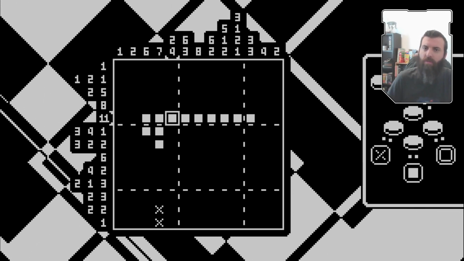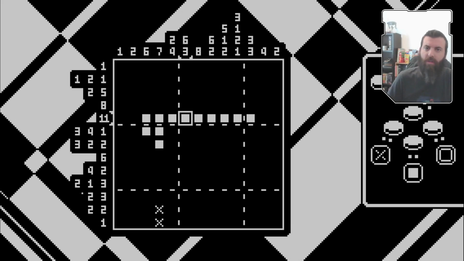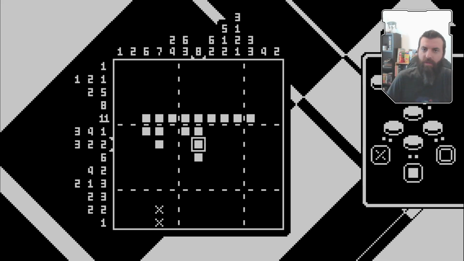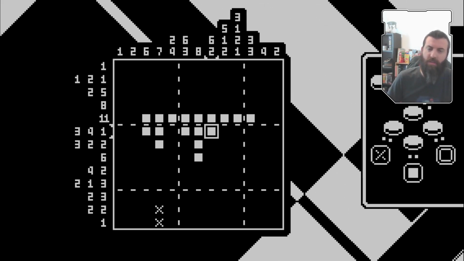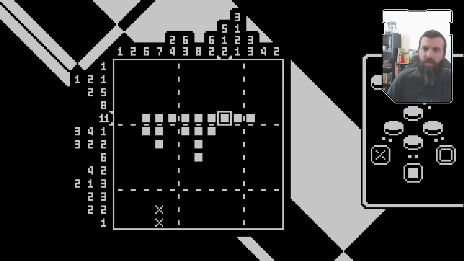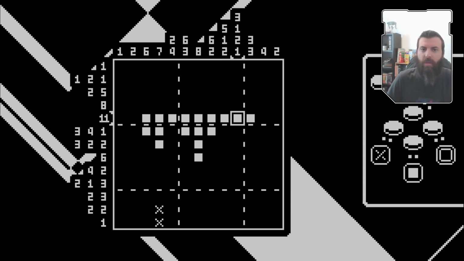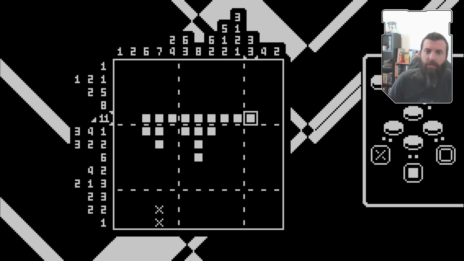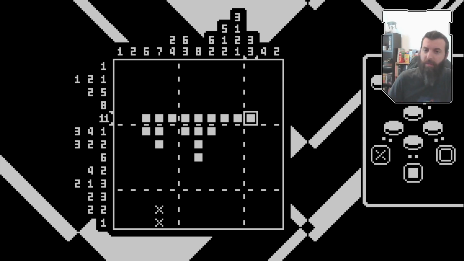This could be part of the 2 or the 4 vertically. The 6 though would have to reach here. The 8 have to reach here. 6 again would have to reach at least here. Could be part of the vertical 3 or 1. This could be part of either here.